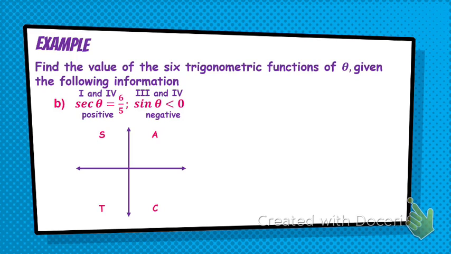Oh, and by the way, secant of theta, which is the reciprocal of cosine, is given to us as a positive number, right? Which means that cosine has to be positive too. Cosine is positive in quadrants 4 and 1. So those both overlap in quadrant 4. So this should be in quadrant 4.